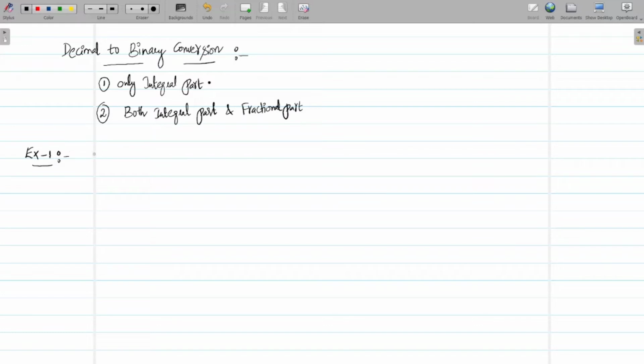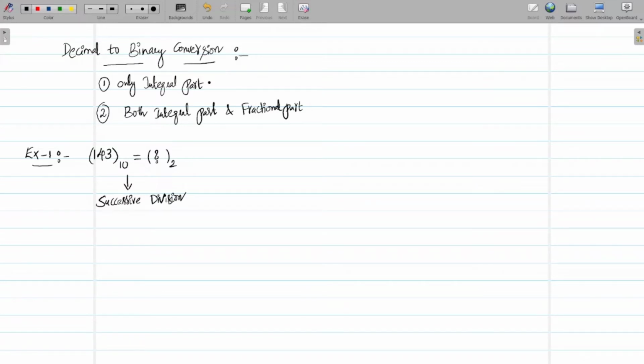I want to convert the decimal number 143. This is a 3-digit decimal number. I want to convert it into a binary number. How can I do it? For the integral part, we will follow the successive division method. In order to convert decimal to any other base like binary, hexadecimal, octal, we will follow the successive division method.